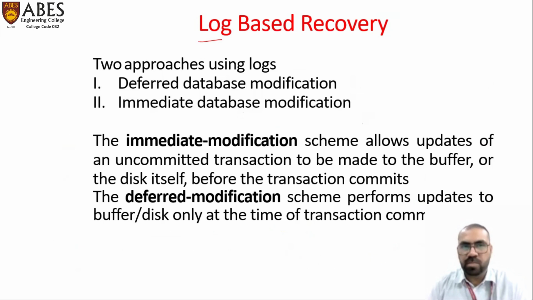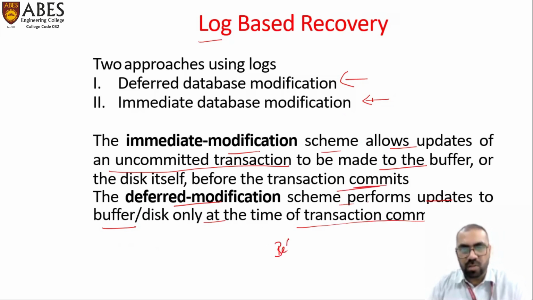Now, how do we achieve these two things? By two methods: deferred database modification and immediate database modification. As the name says, deferred means delayed, or after something. The deferred modification scheme performs updates to the buffer or disk only at the time of the transaction commit. Whereas the immediate modification scheme allows updates of an uncommitted transaction to be made to the buffer or disk itself before the transaction commits.